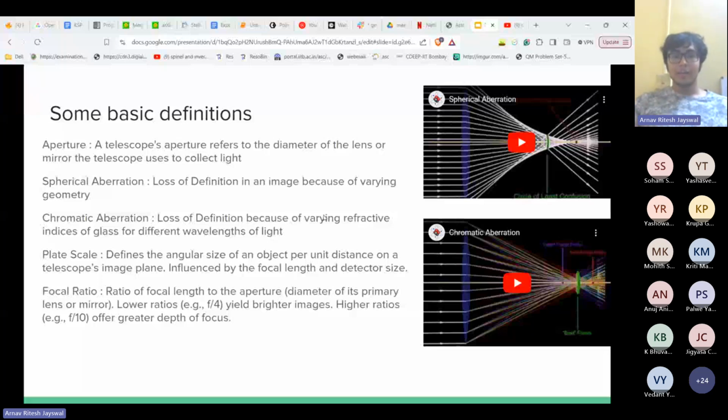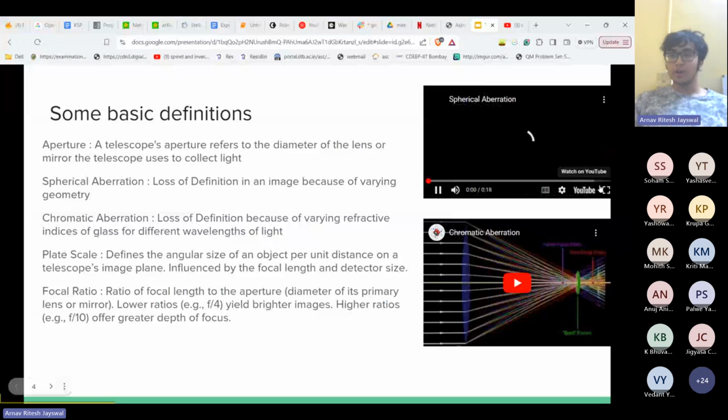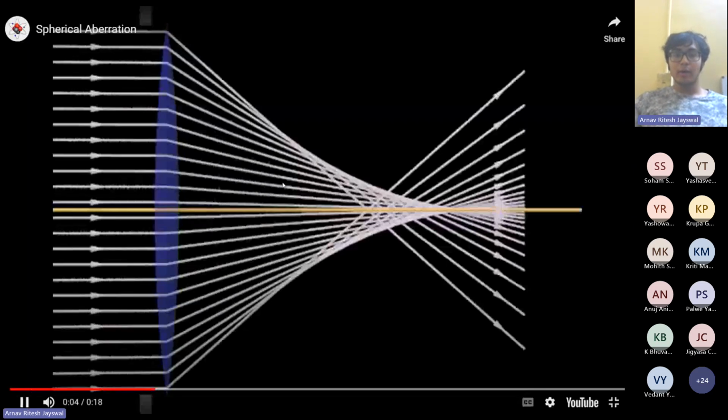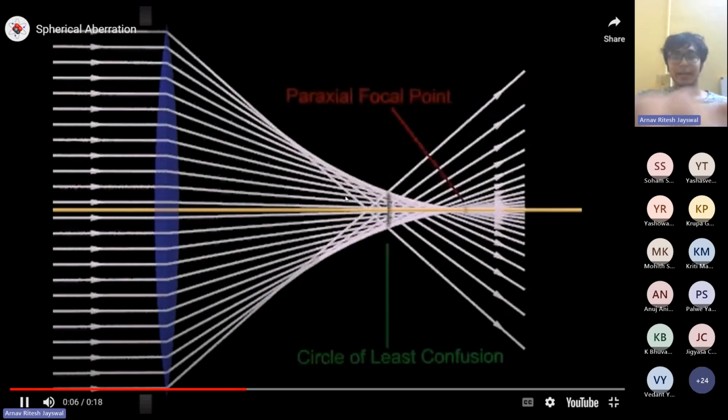Then spherical aberration. Spherical aberration is a loss of definition in an image because of the varying geometry. You can see in this video that the light rays are getting refracted differently from each side of the mirror.